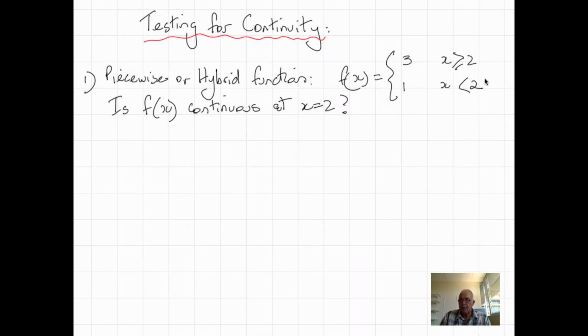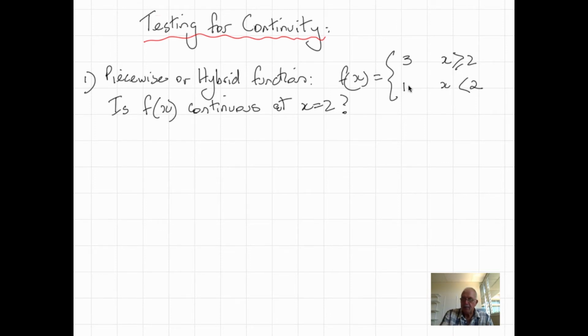Test the continuity of a function. We came across functions like this before. They're called piecewise or hybrid functions. The function is defined so that for x greater than or equal to 2, the function is equal to 3, and when x is less than 2, the function is equal to 1. And we're asked to determine whether this function is continuous at x equals 2.